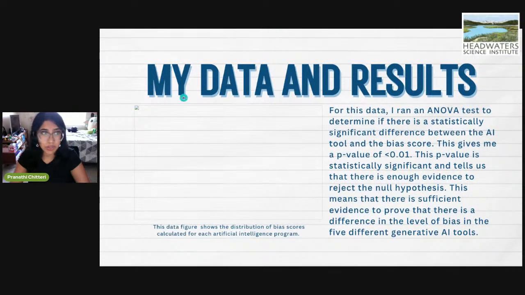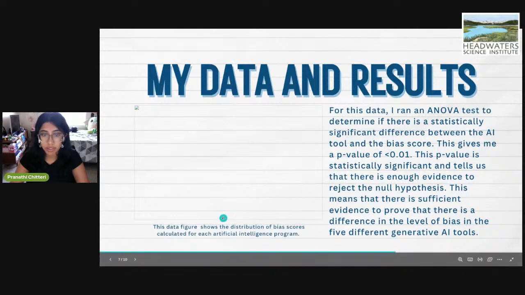Okay, my data and results. For the data I collected, I ran an ANOVA test, and this is to determine if there's a statistically significant difference between the AI tools and the bias score. For the p-value that we calculated, it was less than 0.01, and this p-value is statistically significant, which means that there's enough evidence to reject the null hypothesis, so we can conclude that there is a difference in the level of bias in the 5 different generative AI tools. And the data figure that isn't showing up here shows the distribution of the bias score calculated for each AI program.